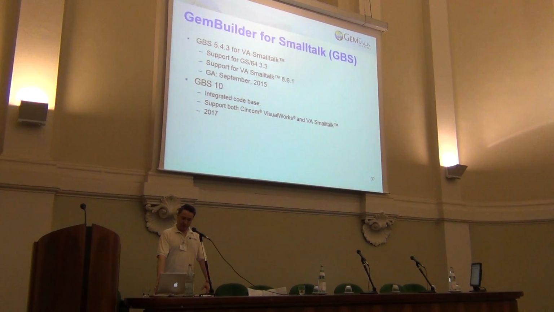And GBS for VA Smalltalk. We're going to do a release probably in September timeframe again, 5.4.3. And then we're hoping to do an integrated release of GBS, GBS 10, probably by about 2017, where we integrate the source code into one main source code line between our VA and our VW support, which is a major job. But it's aggressive, but we're going to try and do it because it's going to save us a lot of work if we can pull it off.